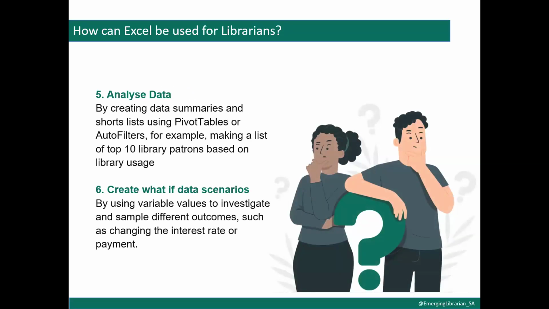Then, even analyzing the very same data, you can use Microsoft Excel by creating data summaries and short lists using pivot tables or auto filters. For example, making a list of the top 10 library patrons based on library usage. So you can still, at the end of the month, analyze your data based on various reasons. For example, I used library usage.